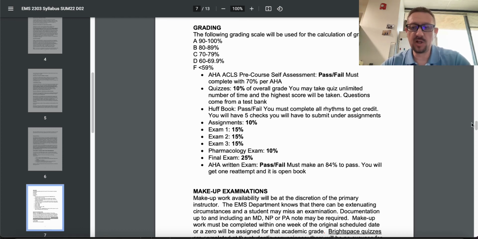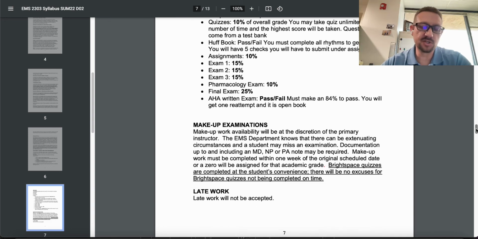We'll have a pharmacology exam that we take, which is essentially towards the end of the course. That's worth 1 letter grade, 10%. And then your final comprehensive exam is worth 25% of your overall class.